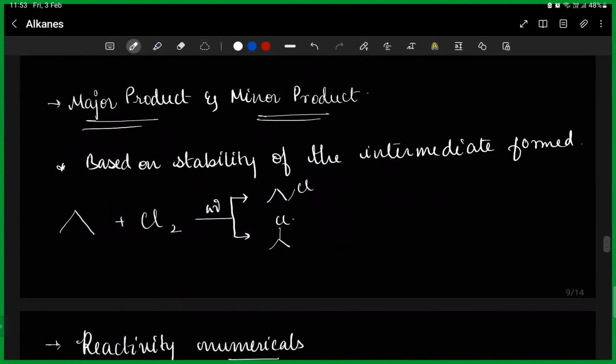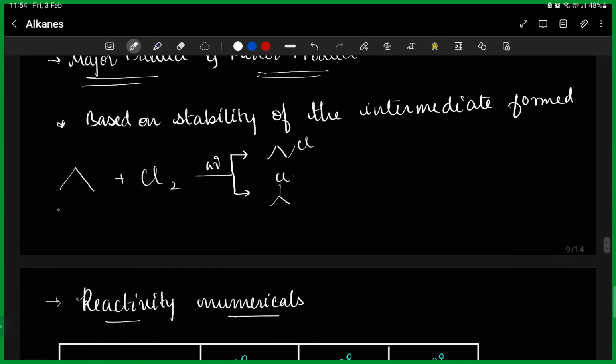Now, major product and minor product. If any question is going to come from halogenation reactions, that would be the major product and minor product. This is based on stability. For example, we are taking propane and reacting it with chlorine. There are two cases. This chlorine can attack at this carbon, or it can attack here. Out of these two, what will chlorine select? That we will discuss under this topic.